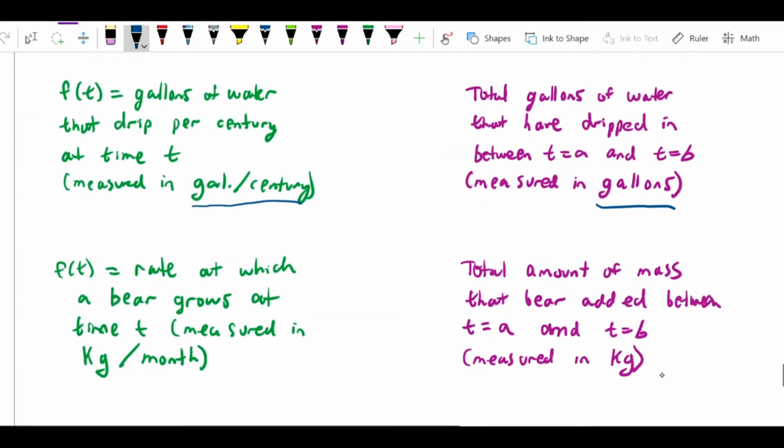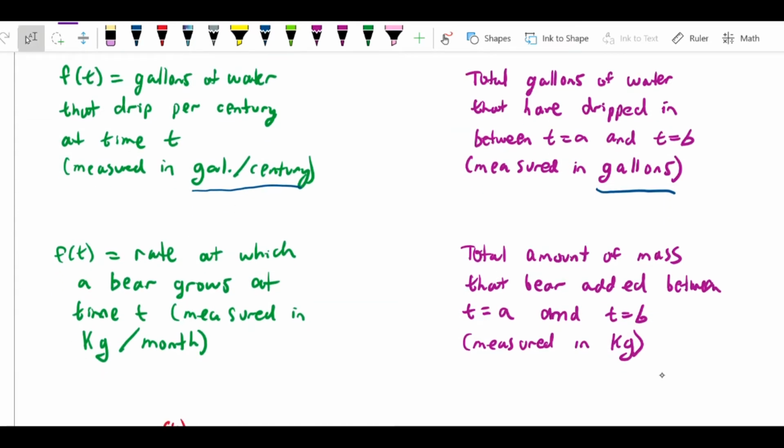Here's another example. I think we saw this earlier in the semester in the other direction, having to do with the rate at which a bear's mass was changing. So if I say that f of t is the rate at which a bear grows at time t, which is measured in kilograms per month. In other words, at any given time t, let's say time t equals 3 months, I'm saying that at this instant in time, the bear's mass is changing at a rate of 50 kilograms per month.